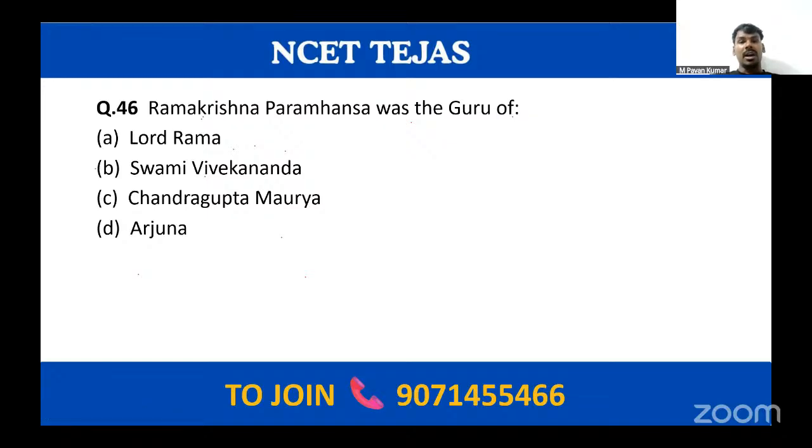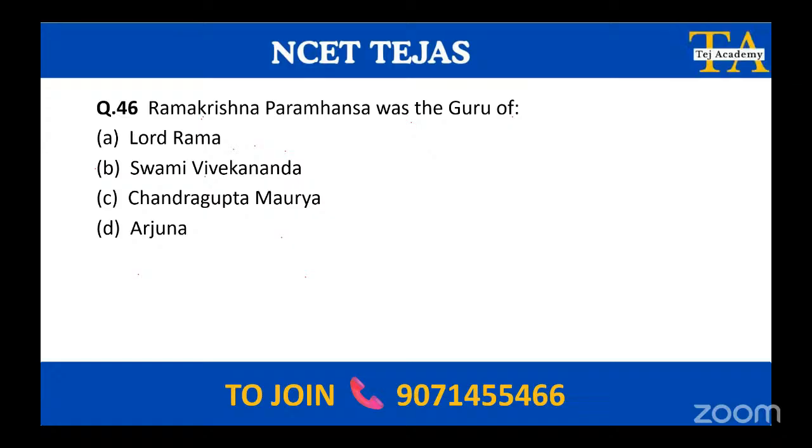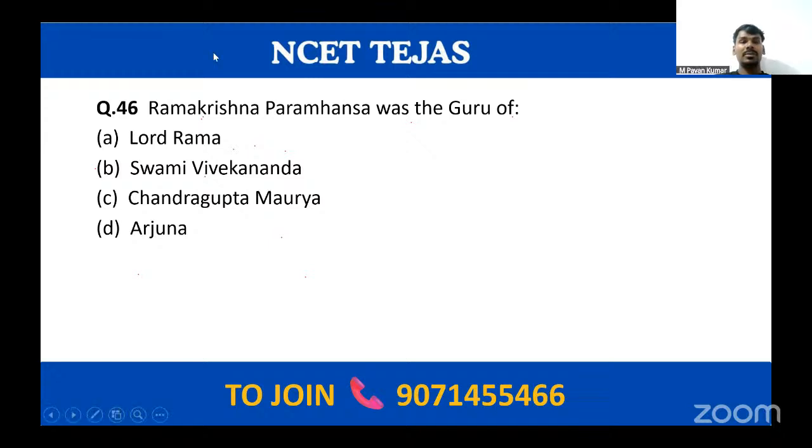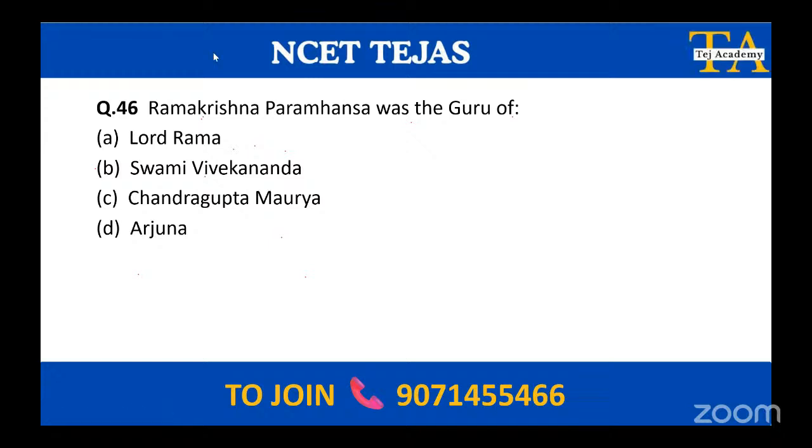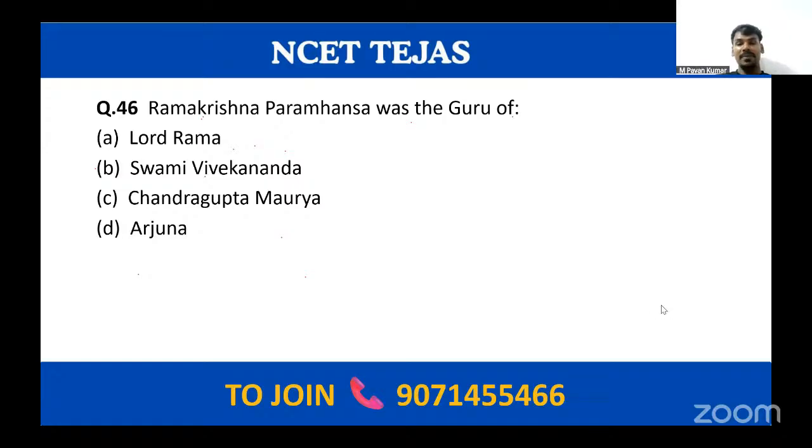Ramakrishna Paramahamsa was the guru of option A, Lord Rama, option B, Swami Vivekananda, option C, Chandragupta Maurya, or option D, Arjuna. Option B, sir. Yes, sir. Okay. Shashivardhan and Gayatri have said option B. What about others? The chat box also has said option B.